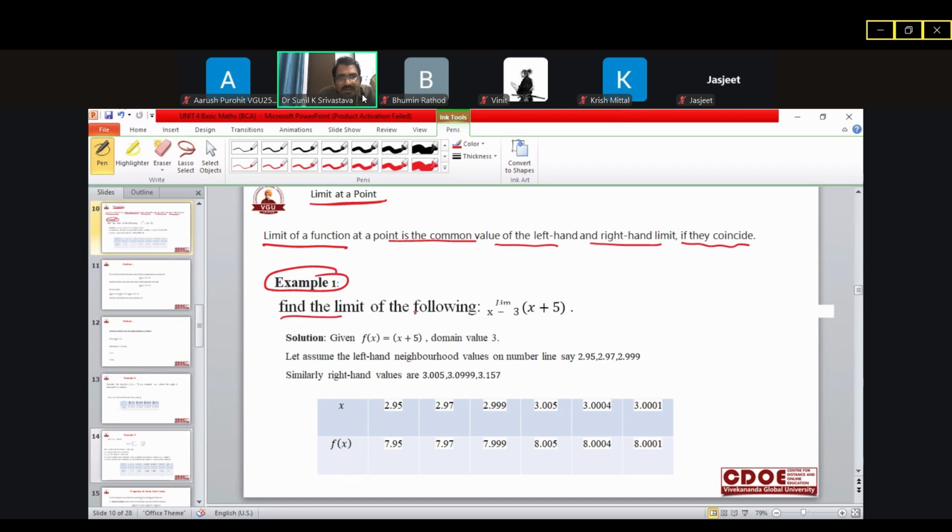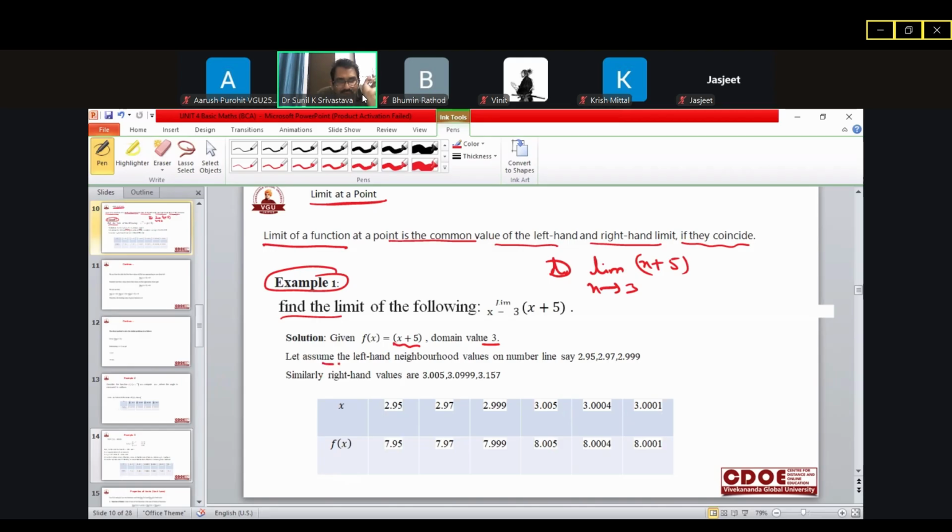We have an example here. Find the limit of the following function: the limit of the function x plus 5 when x tends to 3. We're going to just find out. Given x plus 5, the domain value here is 3.